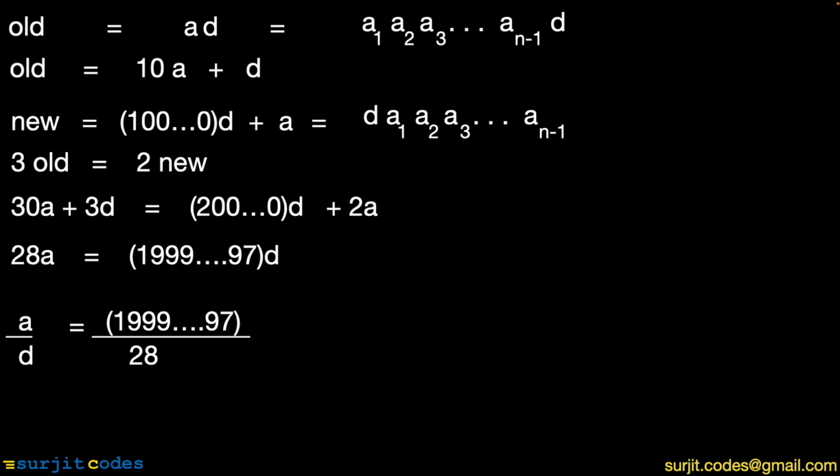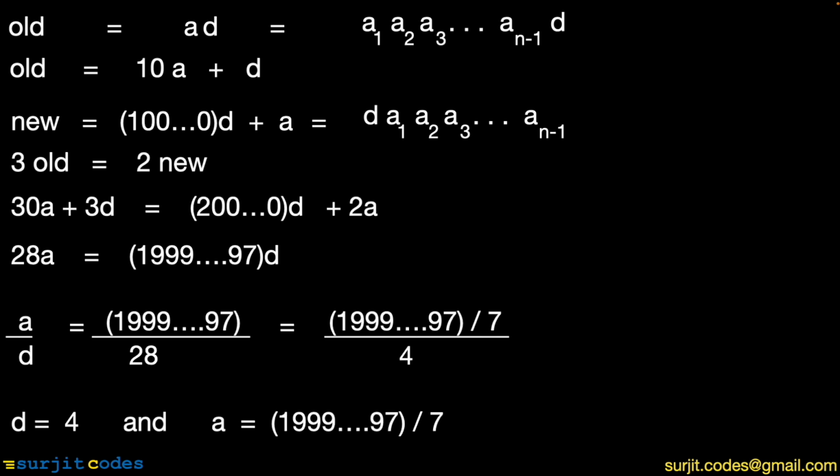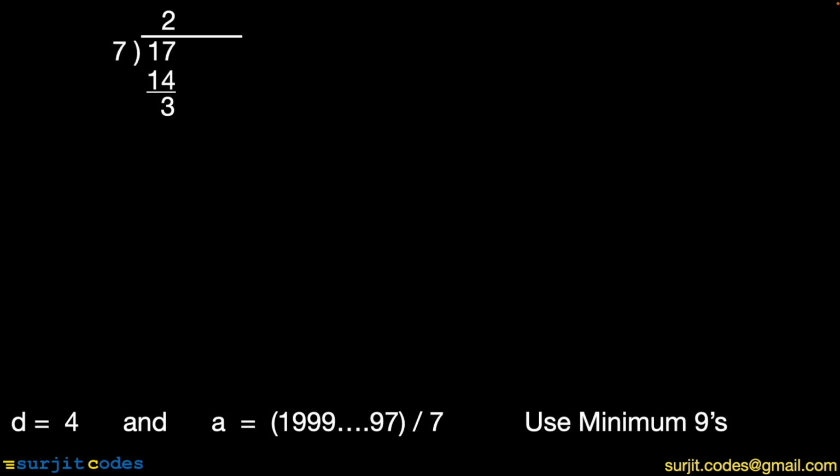Denominator of the ratio this time is 28. We factorize it. Numerator cannot be divided by 2 or 4, so we can only try 7 as its possible divisor. So only possible value of D is 4 and A is the ratio shown here. To have minimum value of A, we use minimum number of 9s. Let us now evaluate A.